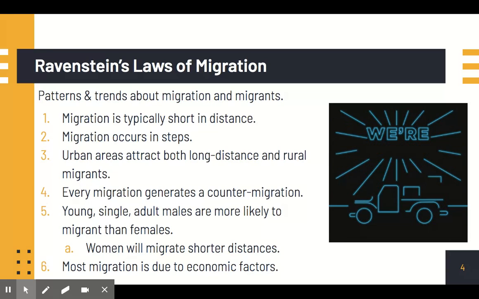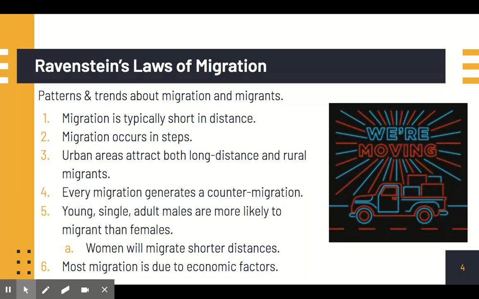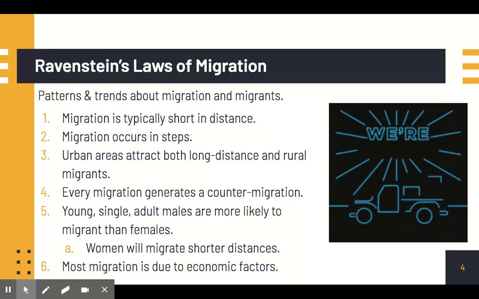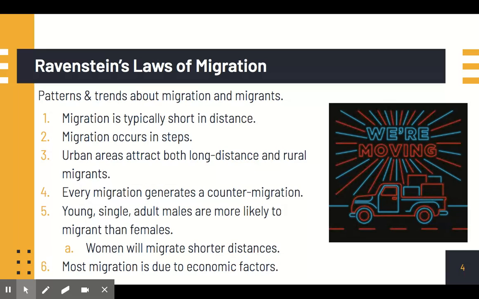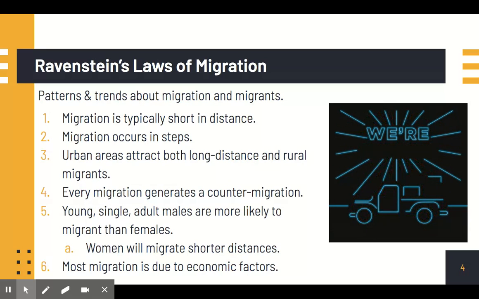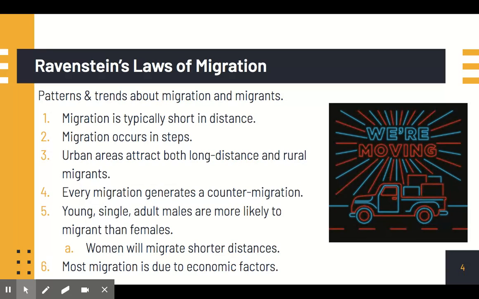So number one, migration is typically short in distance. Most people don't move very far. Most people don't want to move at all. Most people are interested in staying put unless there's a pull factor that entices them enough to leave, or a push factor that's going to push them away. But generally speaking, closer the better. It's just a more comfortable experience for people.